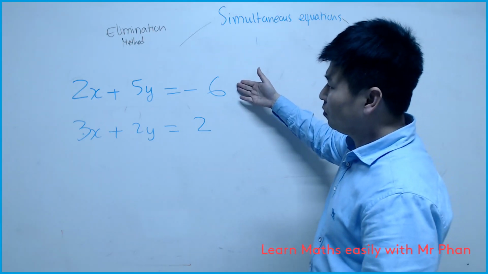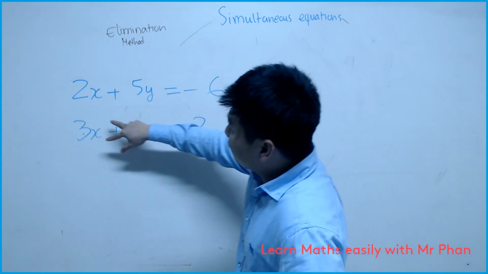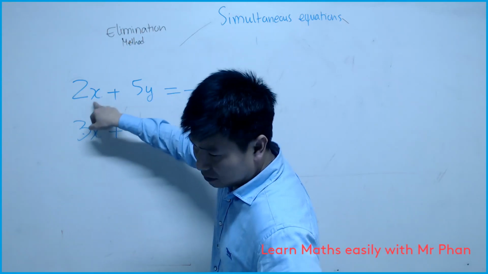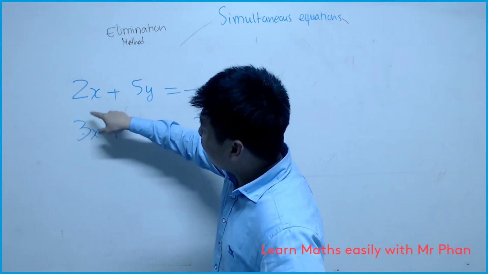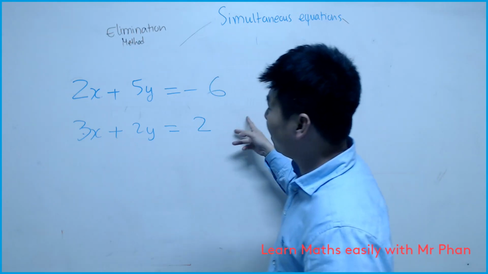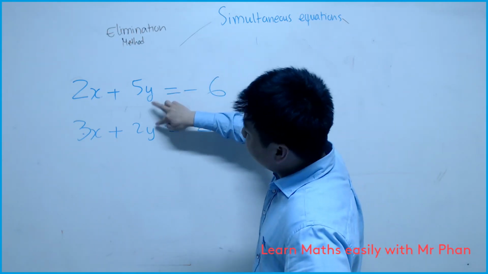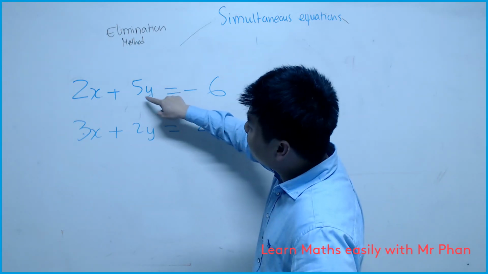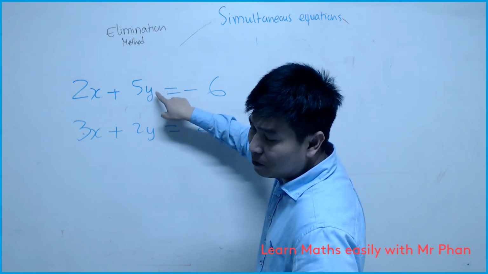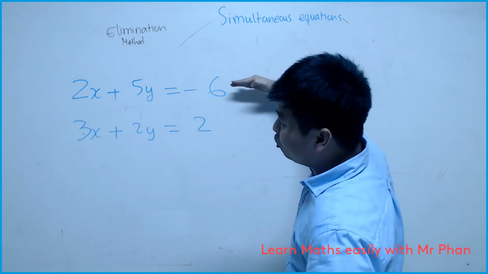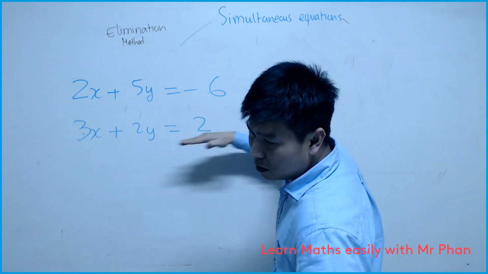So look. The lowest common factor for x is 6. So I have to times the top one by 3 and the bottom one by 2. Also for y, the coefficients of y are 5 and 2, so the lowest common factor has to be 10. That means I have to multiply the top equation by 2 and multiply the bottom equation by 5.